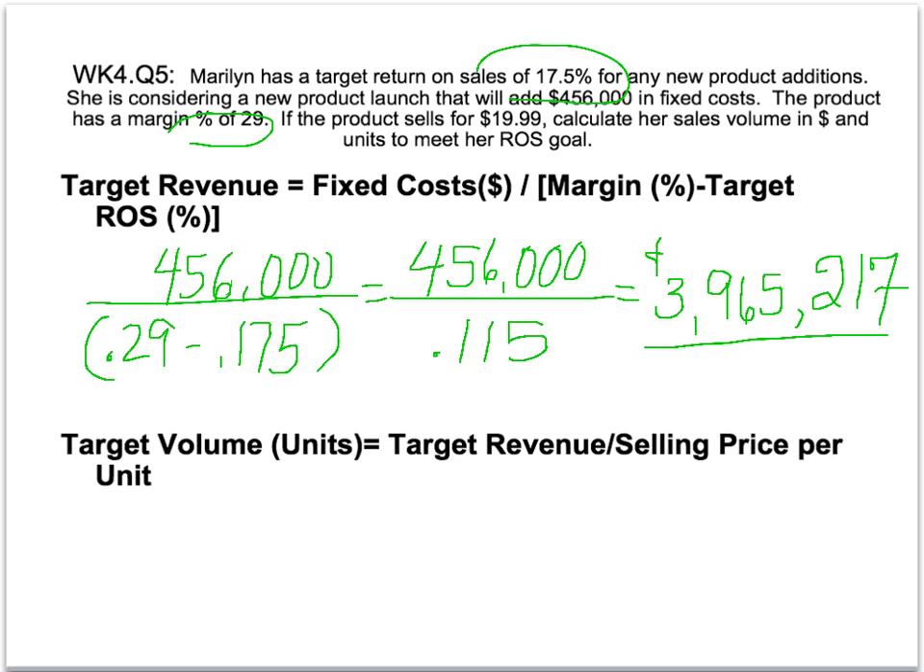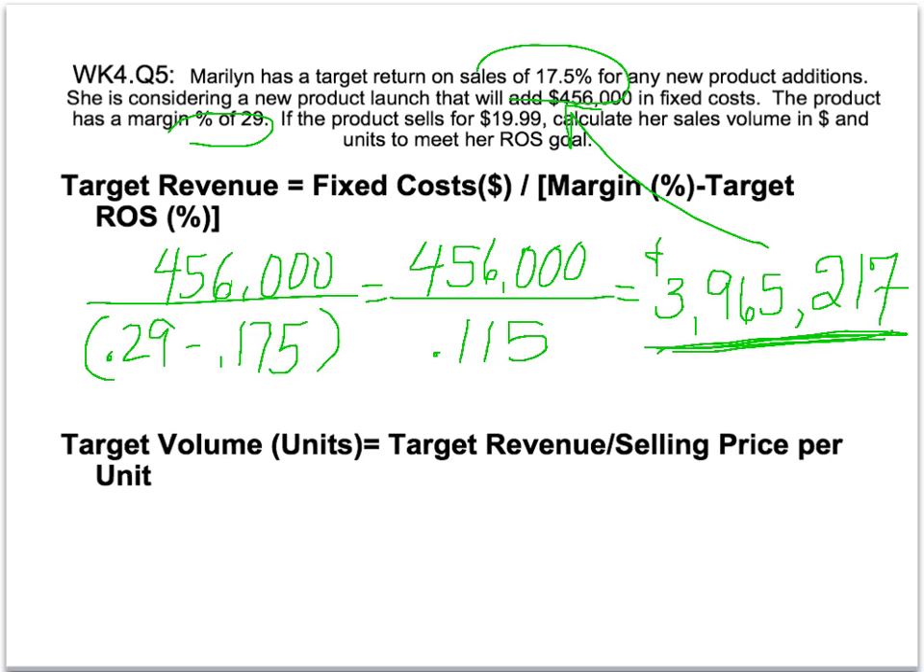If you sell any less than this, you'll not achieve that target of 17.5. If you sell any more than that, you'll yield a higher return, which is definitely more desirable than not meeting your target. So this is the minimum that you must sell in order to achieve that target return of 17.5.